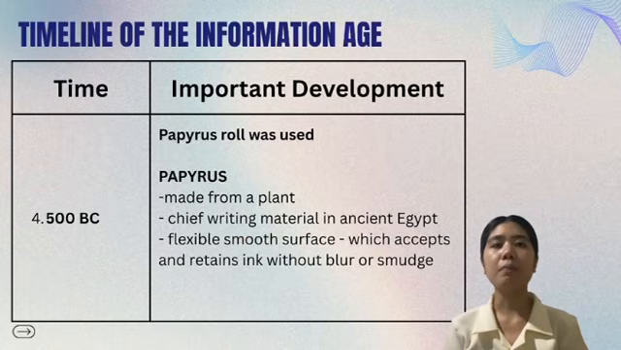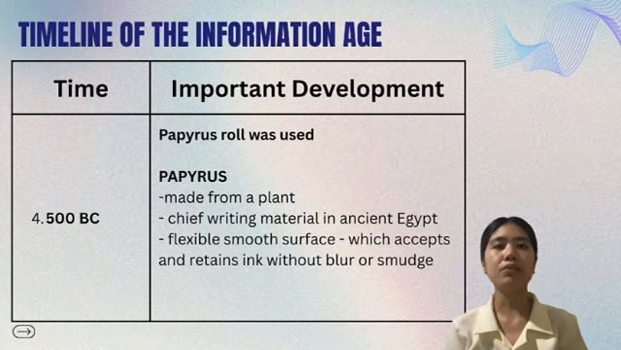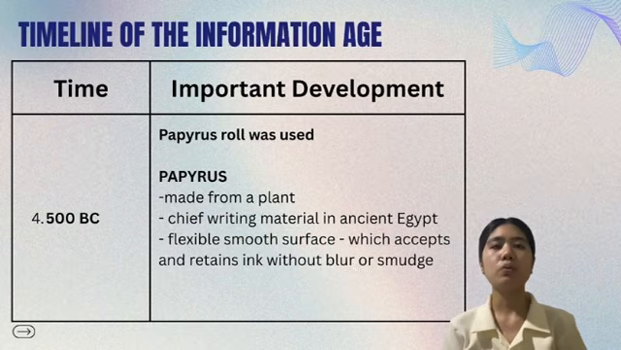Papyrus was made from a plant and became the chief writing material in ancient Egypt. It had a flexible and smooth surface which made it suitable for writing. It could also accept and retain ink without easily blurring or smudging. Because of these qualities, papyrus became an important material for writing and preserving information in ancient Egypt.